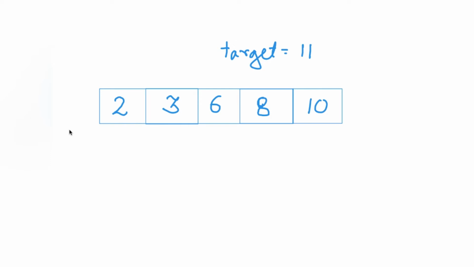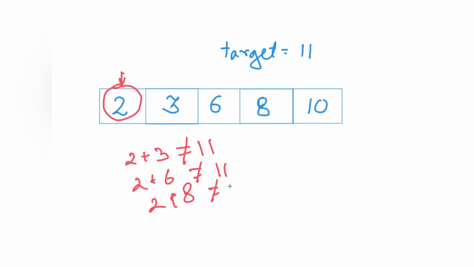The first solution is the brute force solution. Let's see how to do it. You can start from the first element, 2, and then iterate over the remaining array to check if the sum of this first element with other elements of the array is equal to the target. For example, you have chosen 2 first. You check if 2 plus 3 is equal to 11, which is not. Then is 2 plus 6 equal to 11, is 2 plus 8 equal to 11, or 2 plus 10 equal to 11? None of them are 11. I mean the sum of none of these two-element pairs is equal to 11.